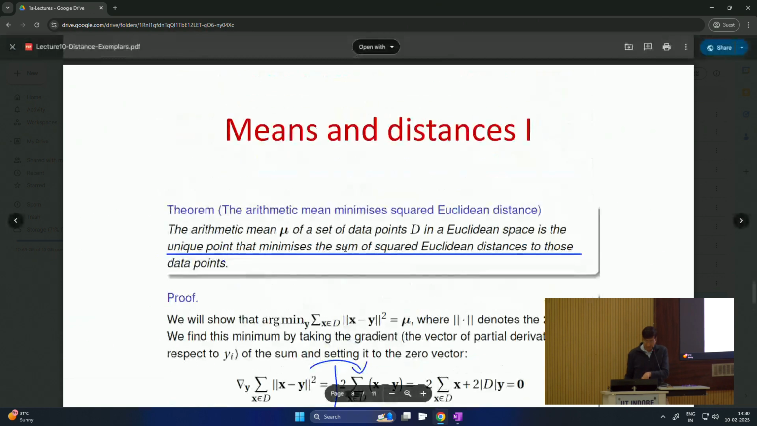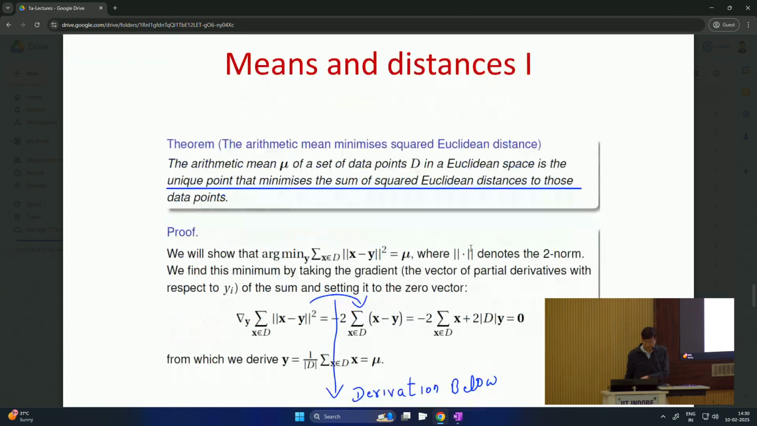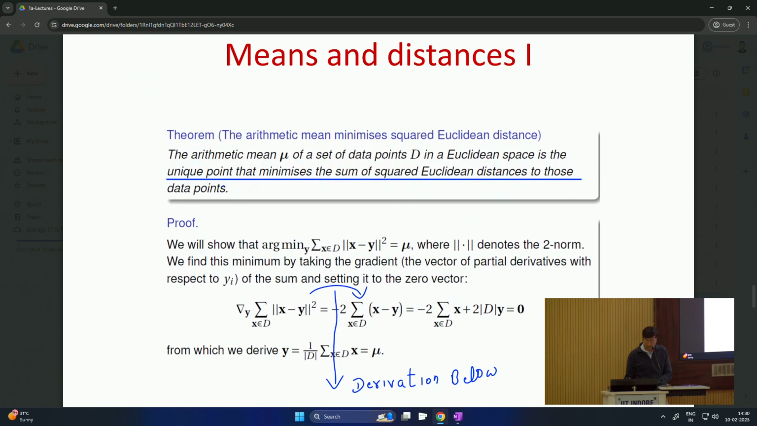So what did we prove? That the arithmetic mean in the Euclidean space is the point that minimizes the sum of squared Euclidean distances to the data points. It is not just the Euclidean distance, because the Euclidean distance would then be with the square root. We are summing and squaring the whole thing. Correct? That is why it was written like this, the squared. The sum of squared Euclidean distance.